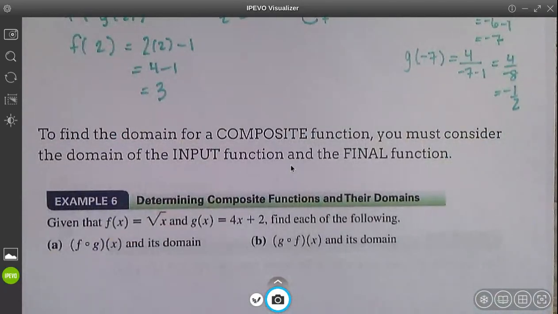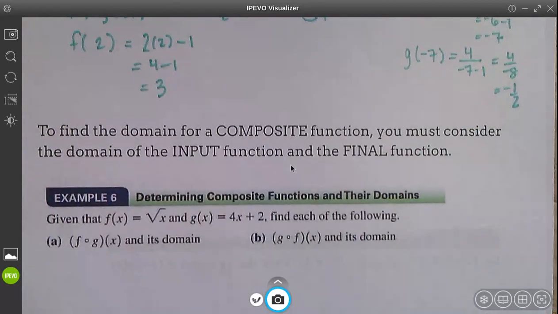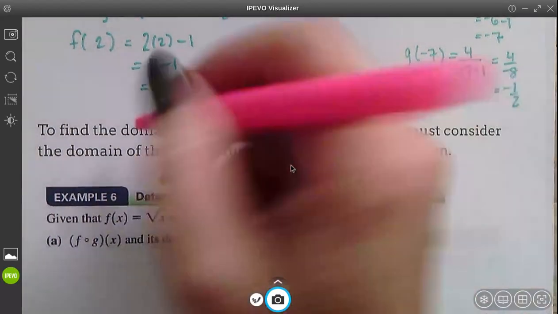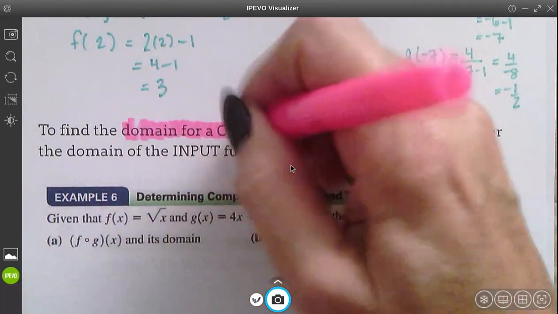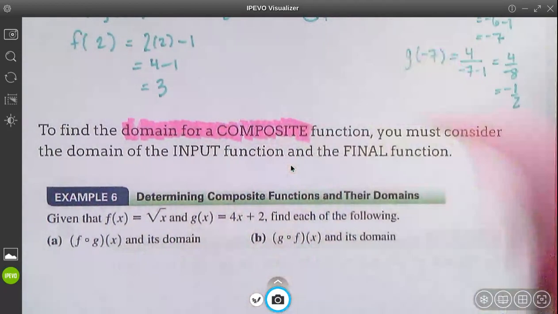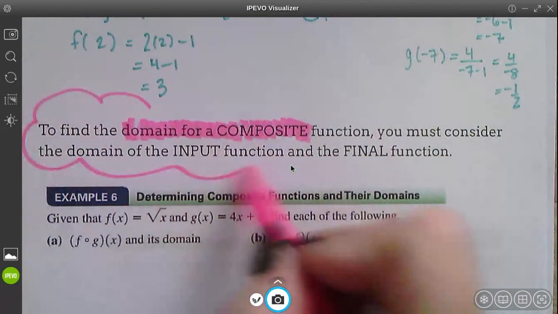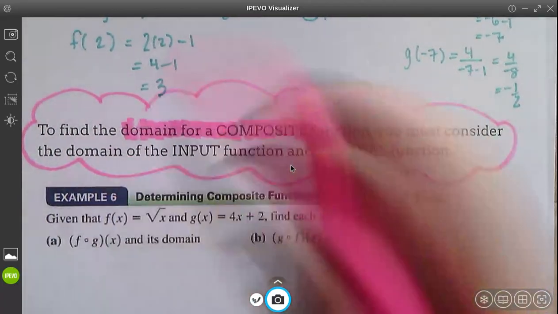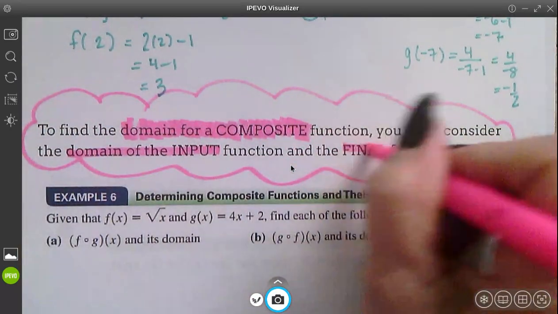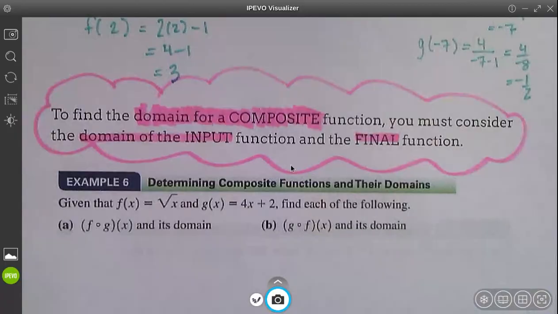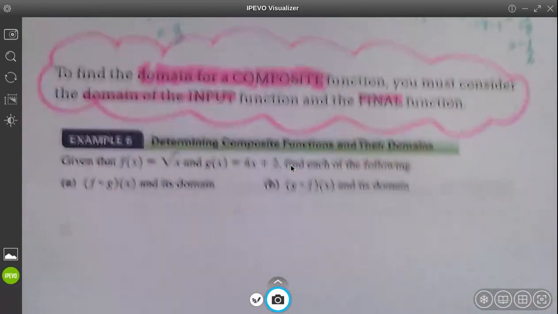To find the domain for a composite function, now we're going to move on to just using variables. We have to be able to find the domain after we're finished. To find the domain for a composite function, we're going to have to look at two different places. We're going to look at the domain of the input function and the domain of the final function, and then we're going to look at the intersection of those two domains.